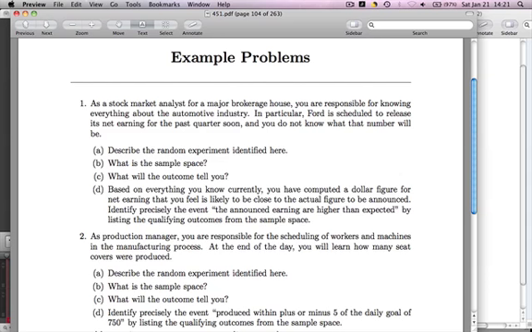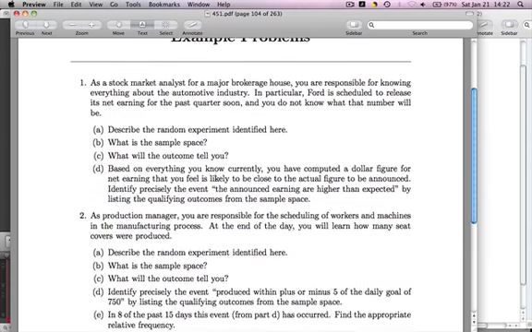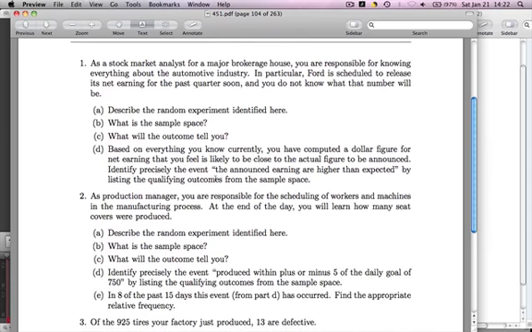So identify precisely the event announced earnings are higher than expected by listing the qualifying outcomes from the sample space. Well, this event would be all numbers greater than $50 million. So we think it's going to be $50 million. Anything greater than $50 million makes up that event that the announced earnings are higher than expected. Why don't you try problem 2 now? Pause the video and do number 2.